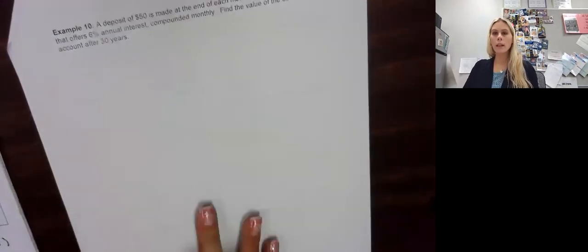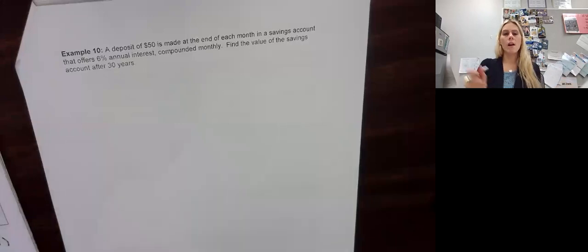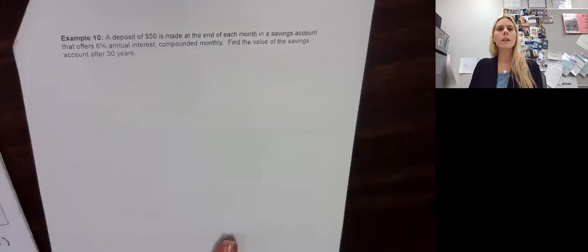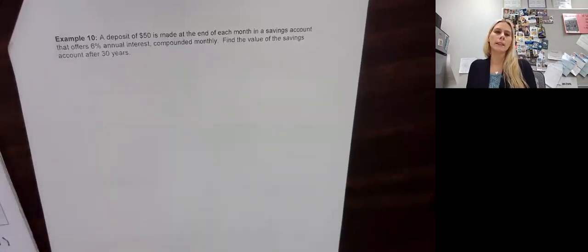Okay, so we're going to relate this back to some of our exponential stuff. A deposit of $50, wow, can I not read today? A deposit of $50 is made at the end of each month in a savings account that offers 6% annual interest, compounded monthly. Find the value of the savings account after 30 years.